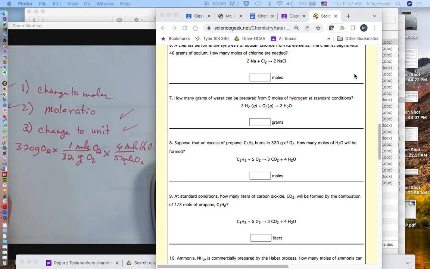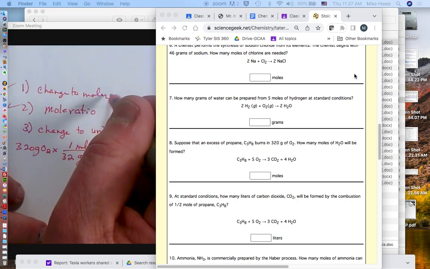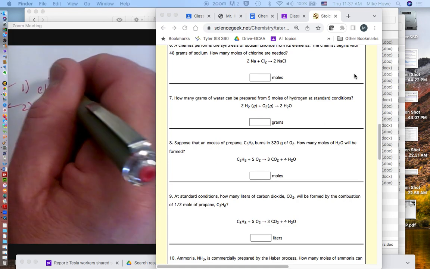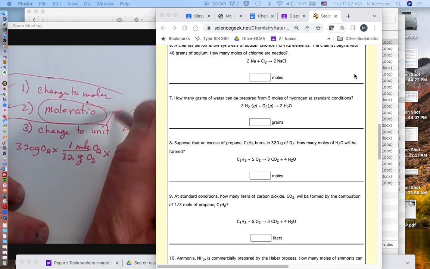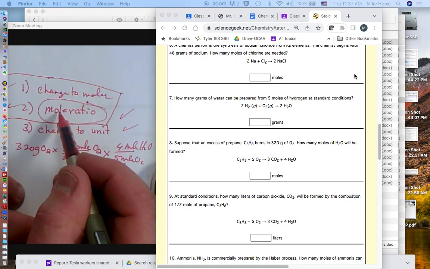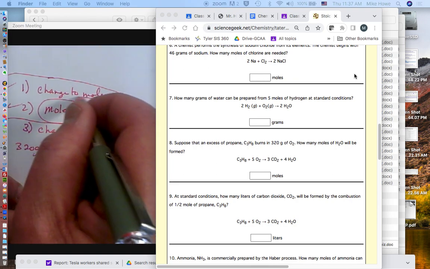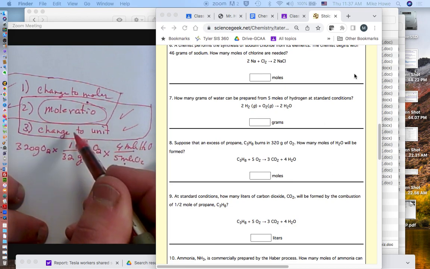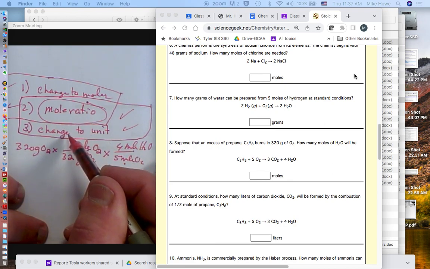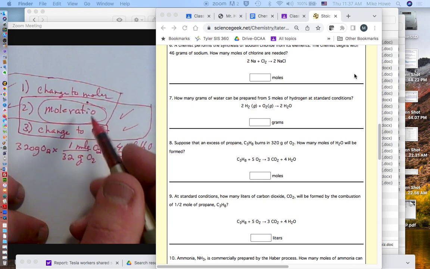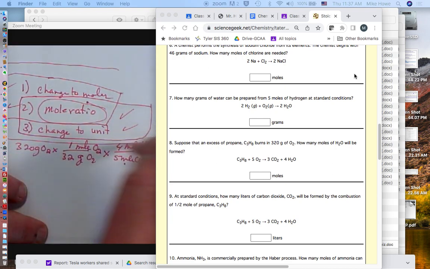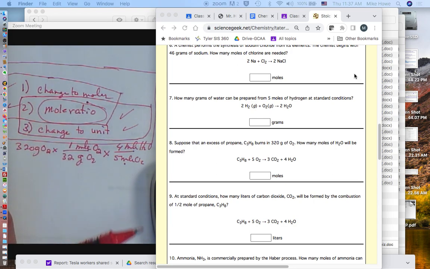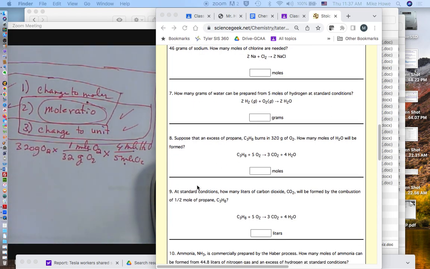All right, so there are problems here where there is only one step, which involves using the mole ratio. There are two-step problems where you have to change to moles, then use the mole ratio. Or there are two-step problems where you use the mole ratio and then you change to your unit. That's also a two-step, like number 7. And then some of these problems will require all three steps, where you have to change to moles, do the mole ratio, and change your unit. That was like number 13 that we did in class.